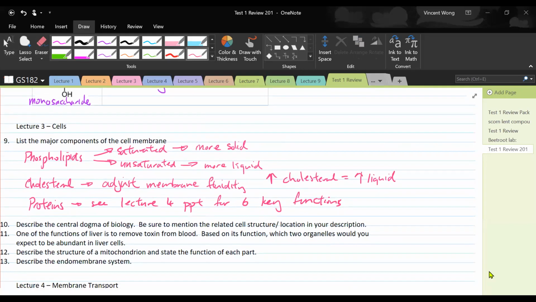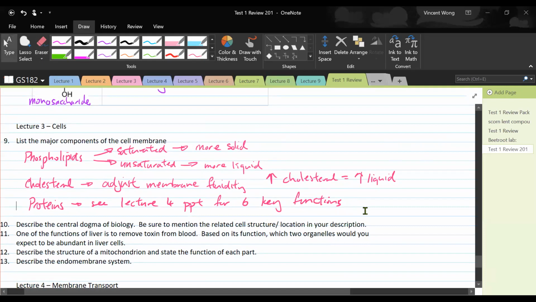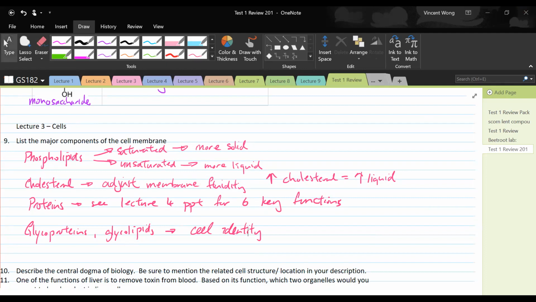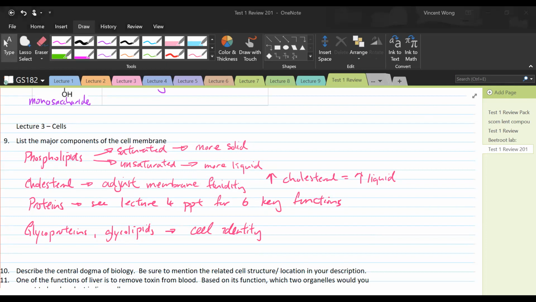Transport, right? Cell recognition, and so on and so forth. And you also have something like glycoproteins, sugary proteins, and glycolipids. And these are for cell identity, right? It allows your cell to distinguish between what belongs to the body and what does not.